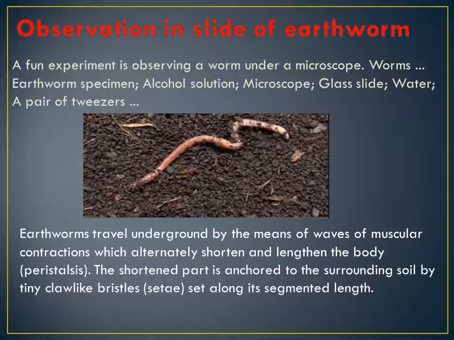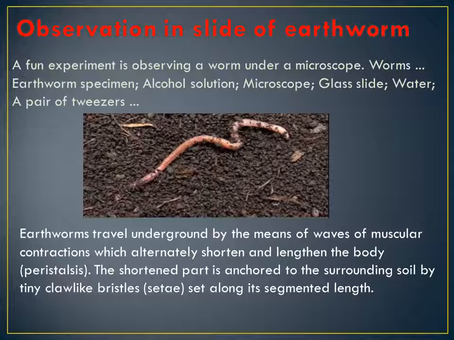Now how does it travel? Earthworm travels underground by means of waves of muscular contraction, which alternatively shortens and lengthens the body. Understood? Earthworms, I hope you all have seen in the kitchen, near the bathrooms and near the water. The worm becomes a little shorter and lengthens.